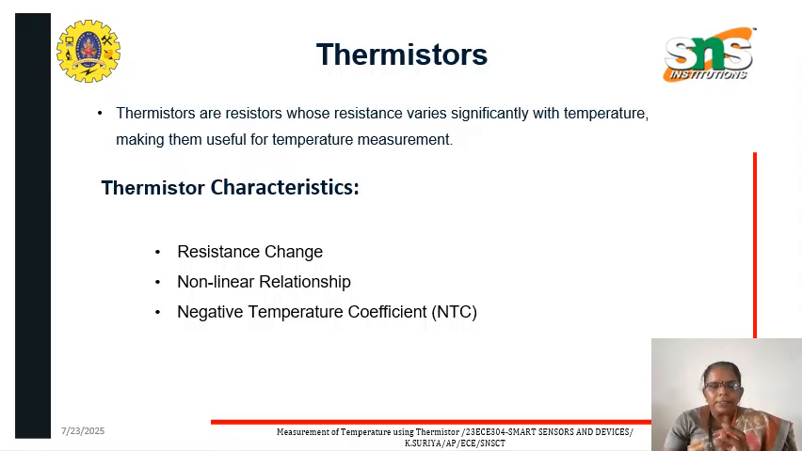So, some of the characteristics of thermistors are resistance change, where the thermistors exhibit a large change in resistance for a small change in temperature. Next one is nonlinear relationship. The relationship between the resistance and temperature is nonlinear, typically following exponential curve. And finally is the negative temperature coefficient, meaning the resistance decreases with increasing temperature.